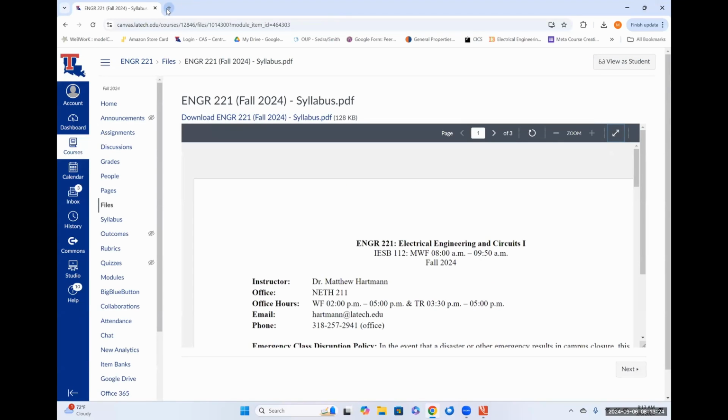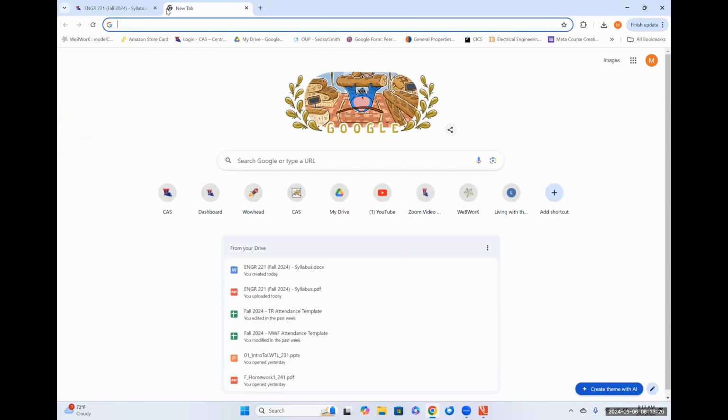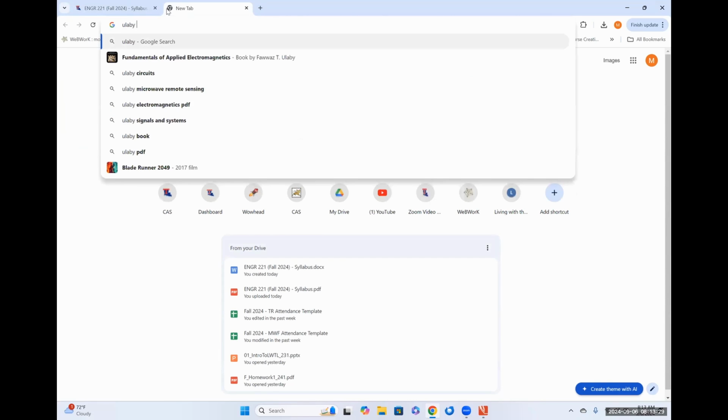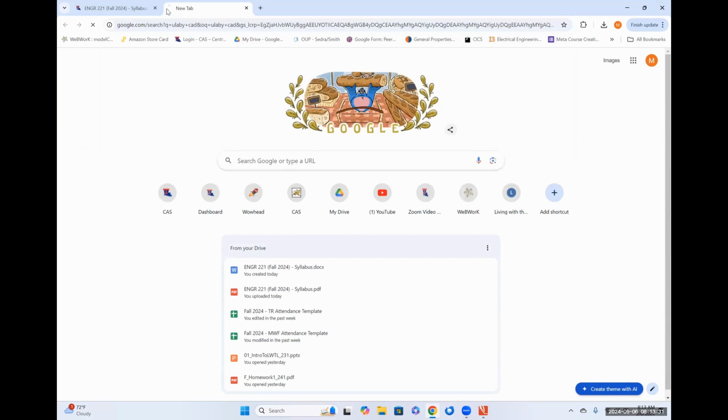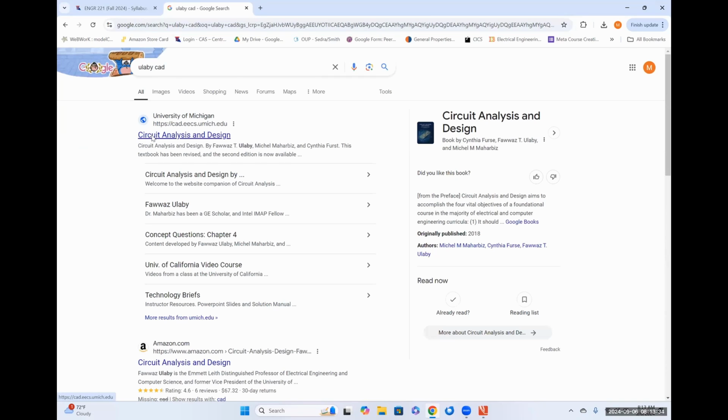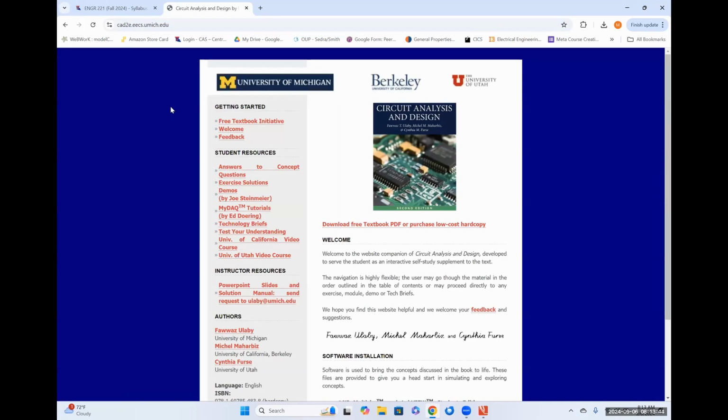if you go to Google and you type in Ulaby CAD, this brings you to, oh, well, they changed the website on me. So let's click this other link. All right. So this is a free textbook put out by a Professor Emeritus from the University of Michigan, which is one of the most preeminent electrical engineering schools in the country. It's completely free. It is a very good textbook.